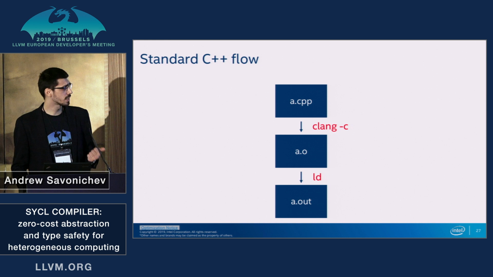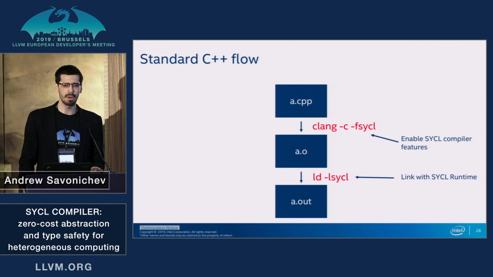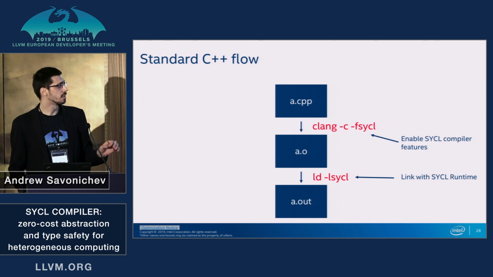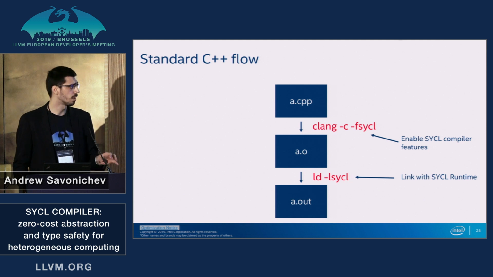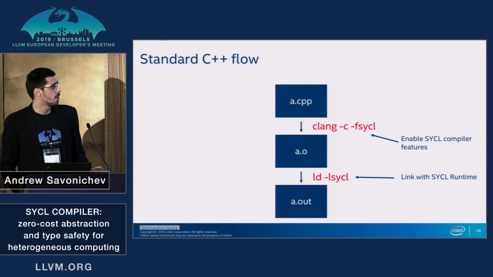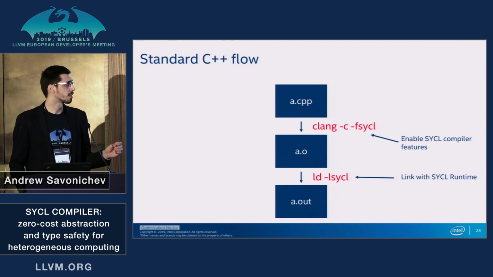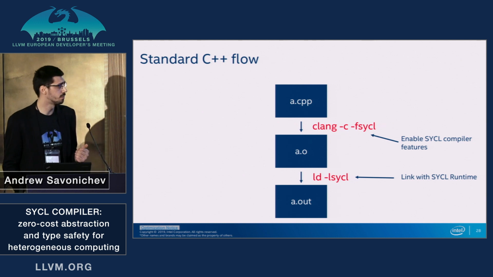Now, what SYCL brings to the table? So we have two extra options. One option, -fsycl, turns on the compiler features of SYCL, and another option, -lsycl, turns on the linker, it links with a SYCL runtime, a small runtime. So the compilation option -fsycl does all the magic underneath. So it is not exposed to the user. So the user only has to add one option to the compiler and one option to the linker. So let's see what -fsycl actually does.